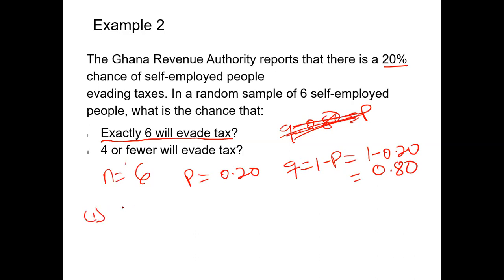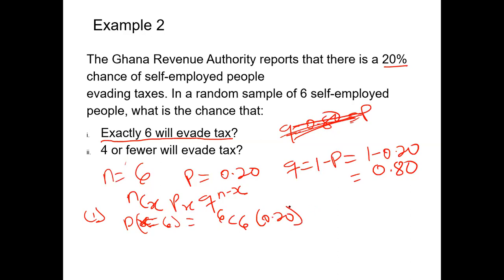Now, for I, the formula is always n combination x, p raised to the power x, q raised to the power n minus x. So when we are looking for exactly 6 will evade tax here, the number of successes will be 6, so x equal to 6. And this will give us n, which is 6, so 6 combination 6, p, which is 0.20 raised to the power x, x is 6, then q is 0.80, which is raised to the power n minus x, which is 6 minus 6.